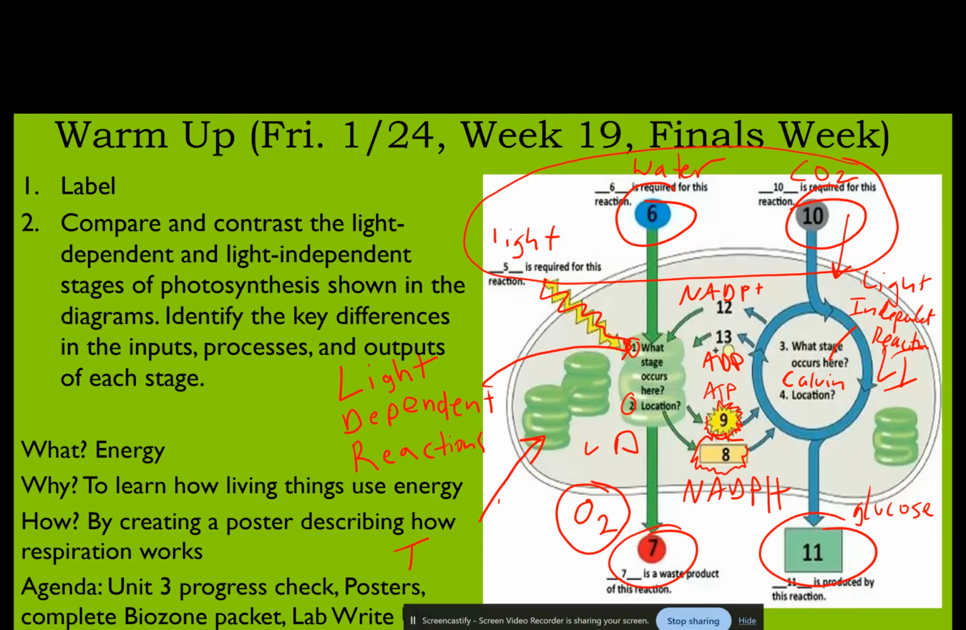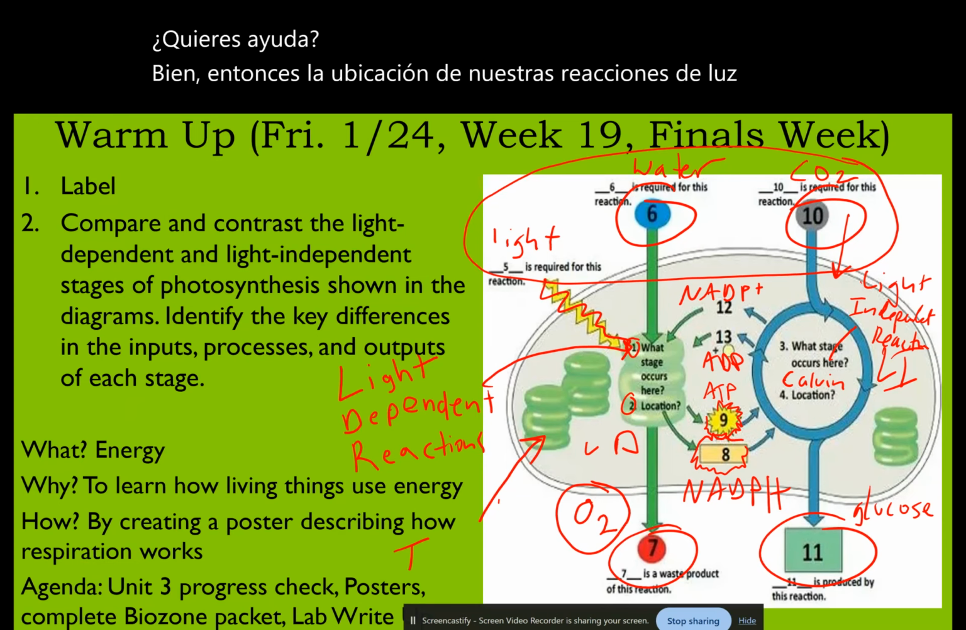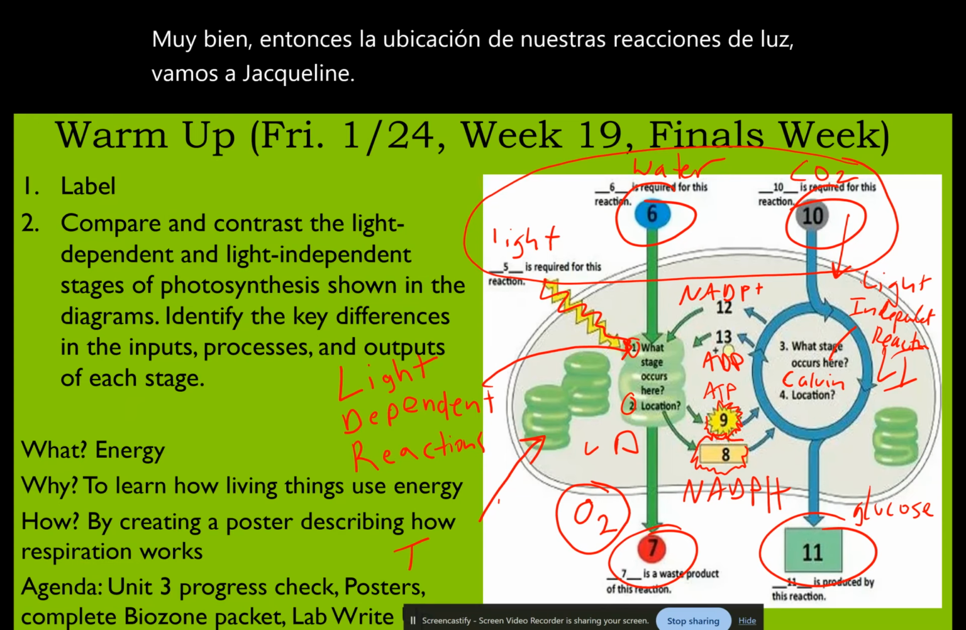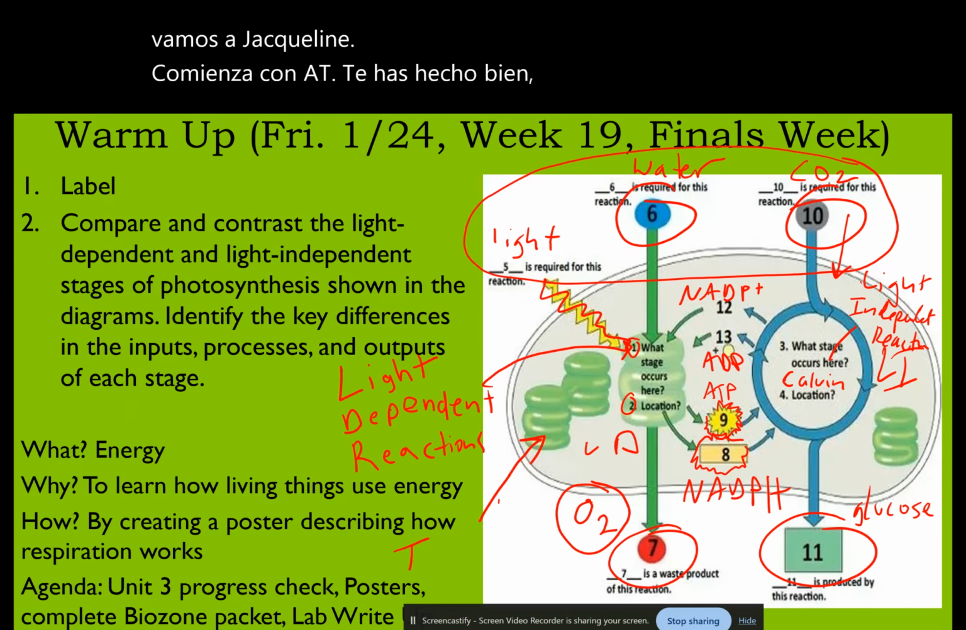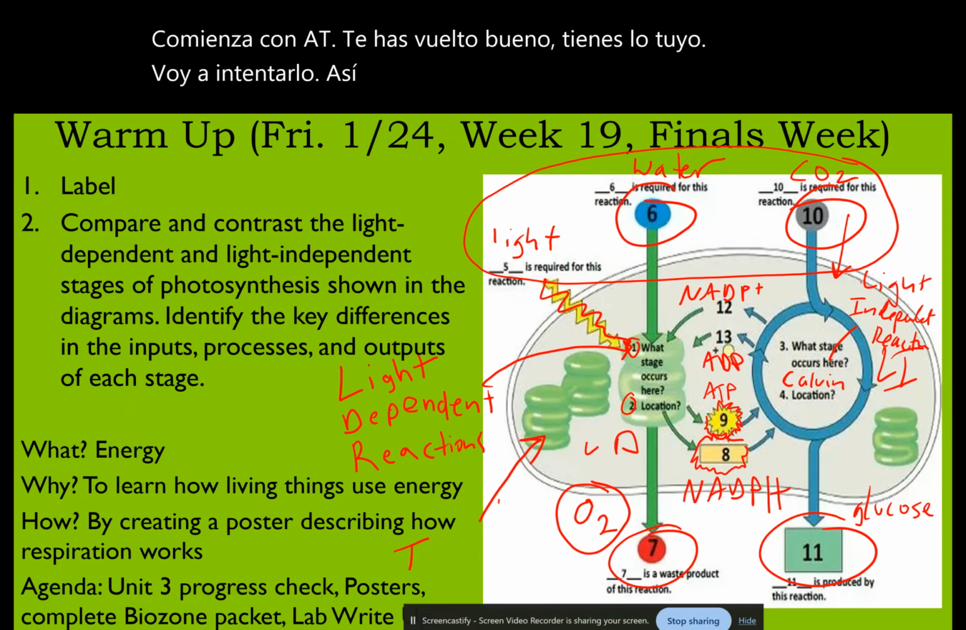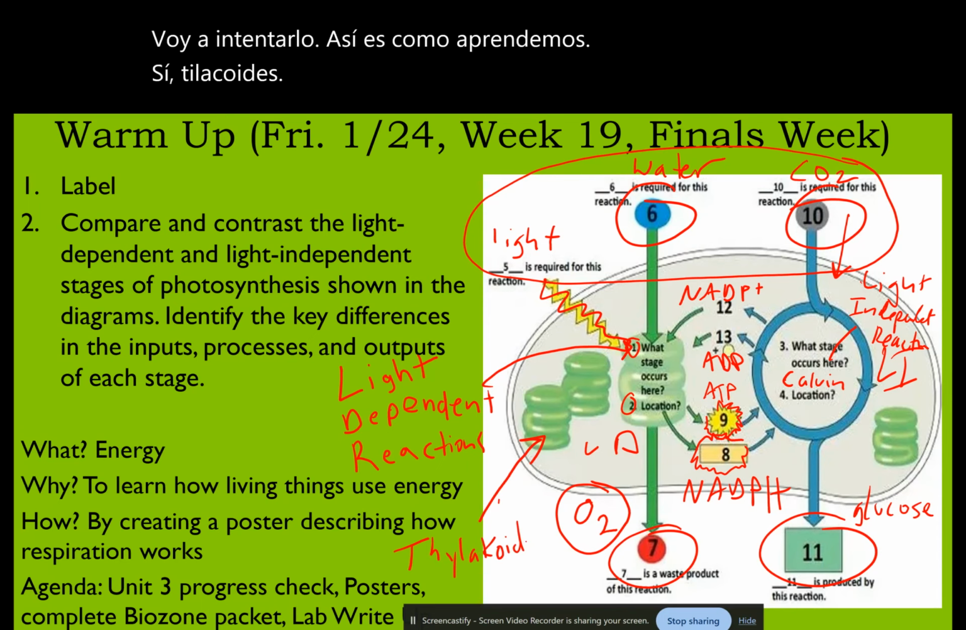You want some help? Okay, so the location of our light reactions. Jacqueline, starts with a T. Oh, we'll just give it a shot. That's how we learn. Yeah, thylakoids. Okay, inside the thylakoid space. Inside there. And what about, Jacqueline, tell me the location of the Calvin cycle.